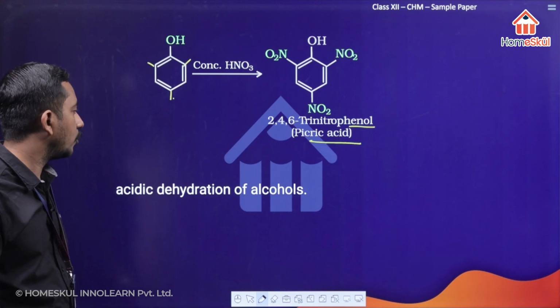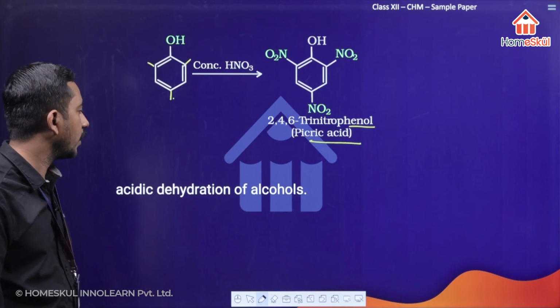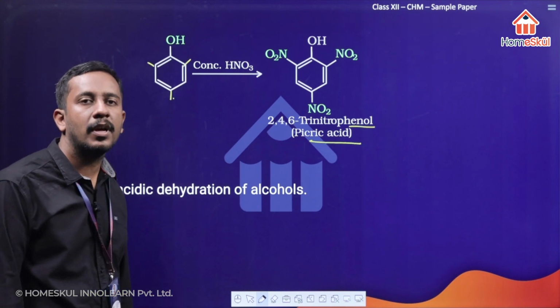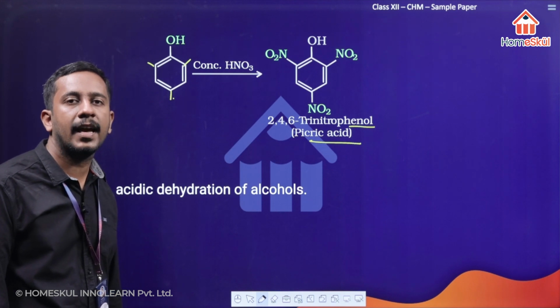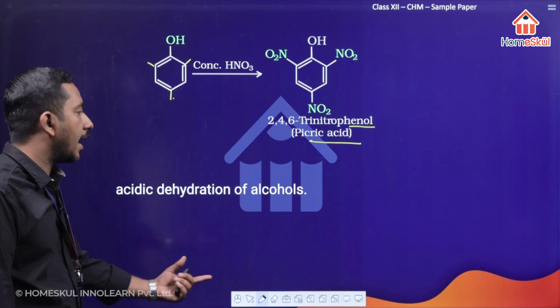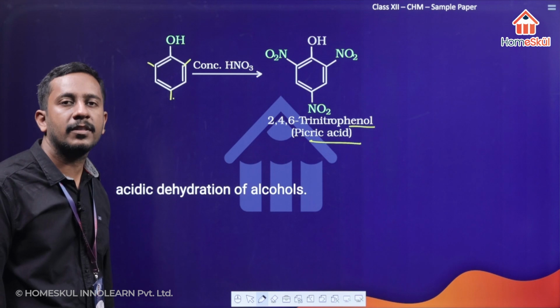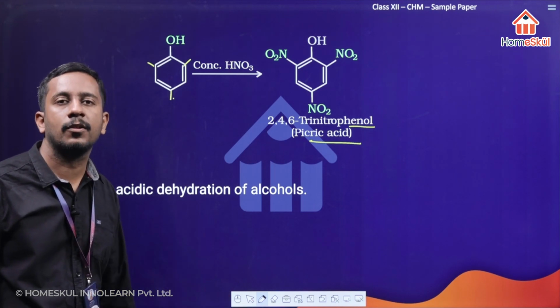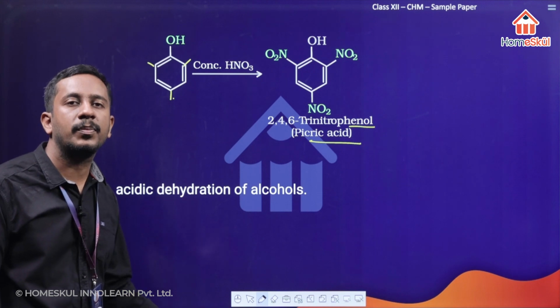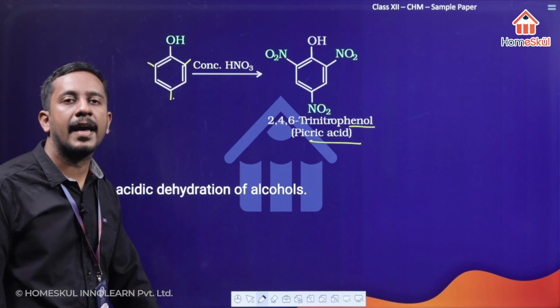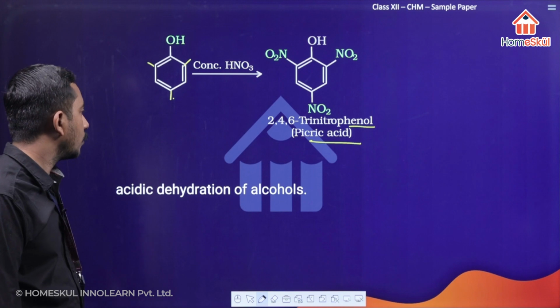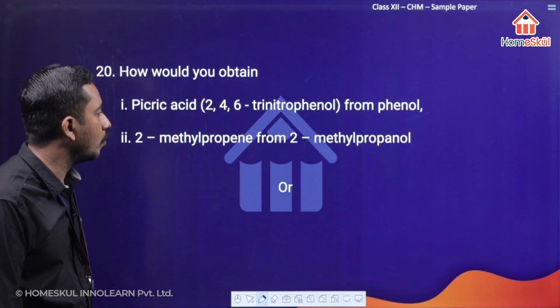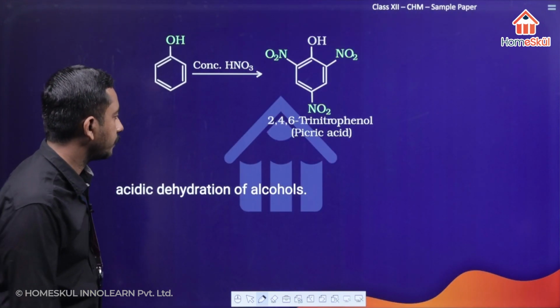So we'll have to start with 2-methyl-propanol. So starting with an alcohol, we'll have to prepare an alkene. So that can be done by the acidic dehydration reaction. That means if you react an alcohol with concentrated sulfuric acid, there will be an elimination of a water molecule and we will be obtaining the corresponding alkene as the product. So we have to start with the 2-methyl-propanol.